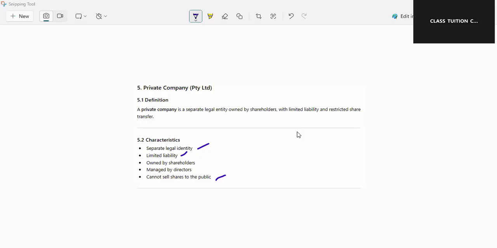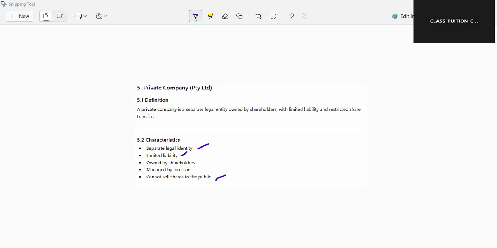The disadvantages are that it is complex to set up. There are high costs. We have auditing, compliance. There's less privacy because you may need to disclose, and regulatory requirements. You need to comply with the law. So we go to the public limited company. What is a public limited company and what are the characteristics, advantages and disadvantages?